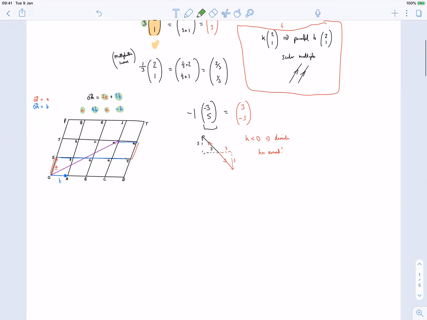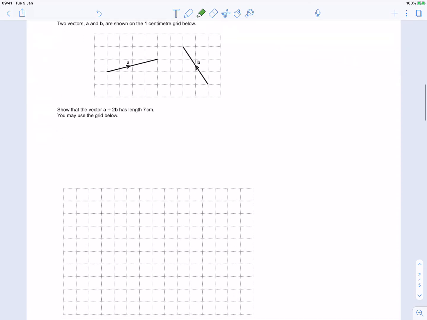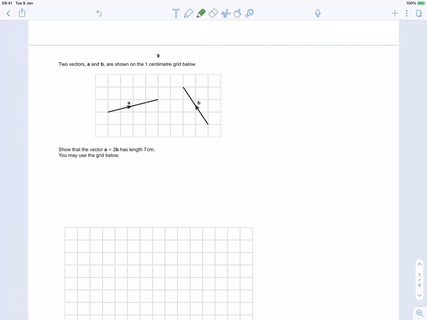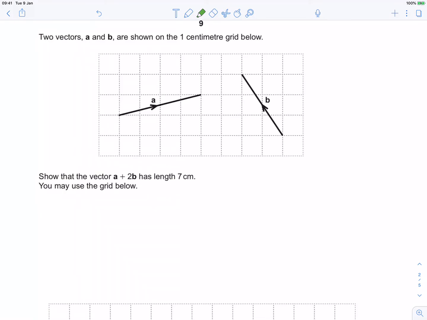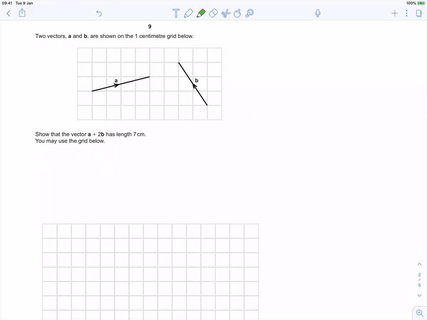Now I've got a couple of examples. They should be fairly easy. If you want to pause the video, be my guest and have a go. So two vectors A and B are shown on the 1 centimetre grid below. Show that the vector A plus 2B has a length of 7. Okay, so give it a whirl. I'll do it in a second.